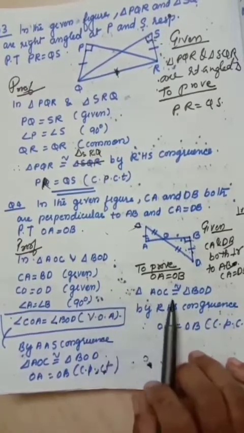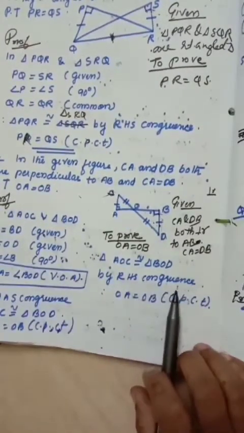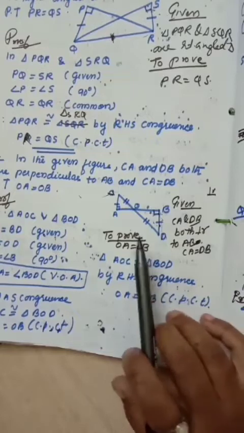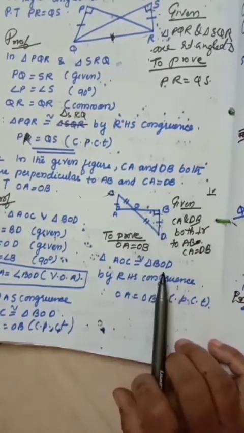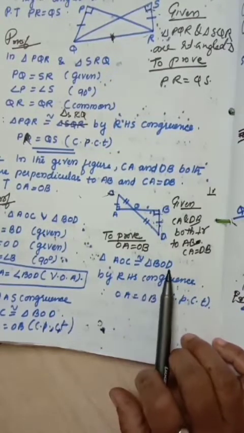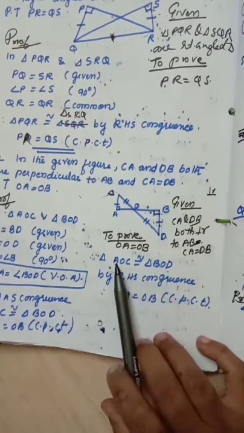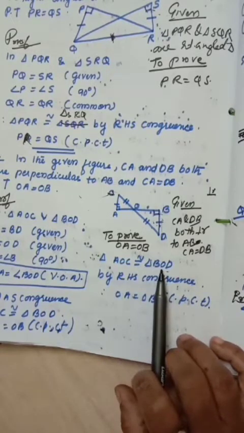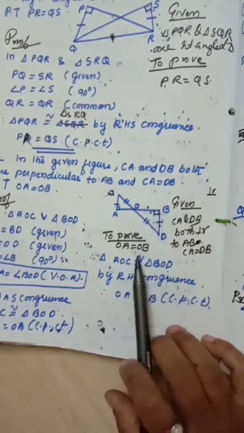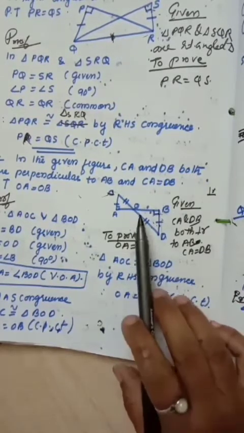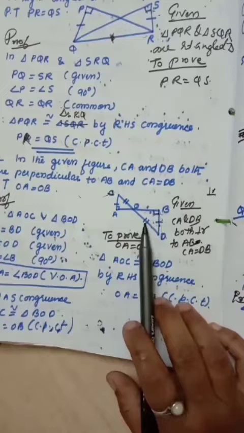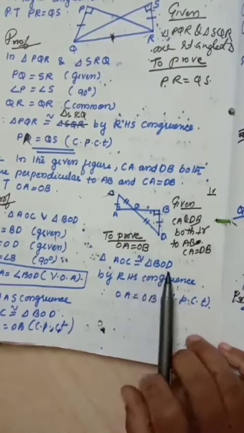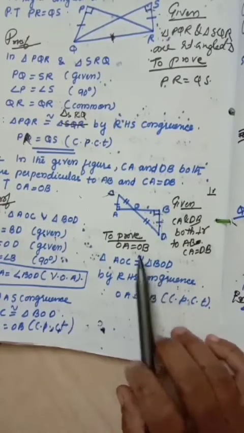Till here, by RHS congruence you can say these two triangles are congruent. AOC is congruent to BOD. You check it: AO equal to BO, OC equal to OD given, that is correct, OC equal to OD only, AC equal to BD.